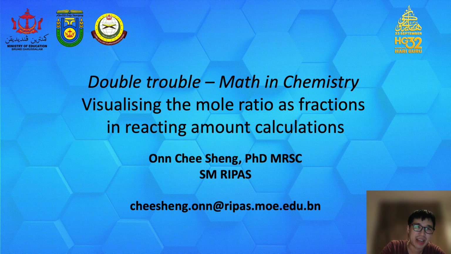My name is Chi Seng, and thank you for attending my Teacher Day Conference talk, where I'll get to share a little bit about my small-scale research study. I titled it Double Trouble because not only is chemistry not an easy subject, but we also incorporated a lot of calculations, which is basically fundamental mathematics in chemistry, hence the double trouble.